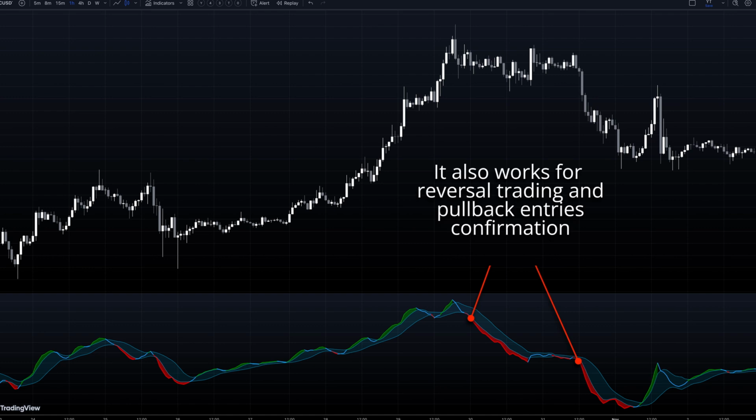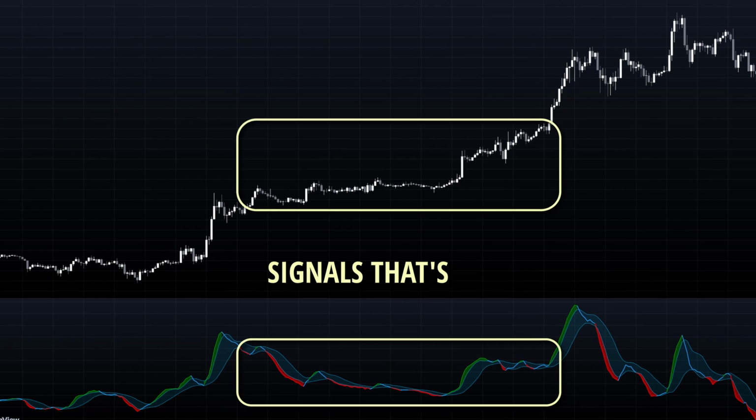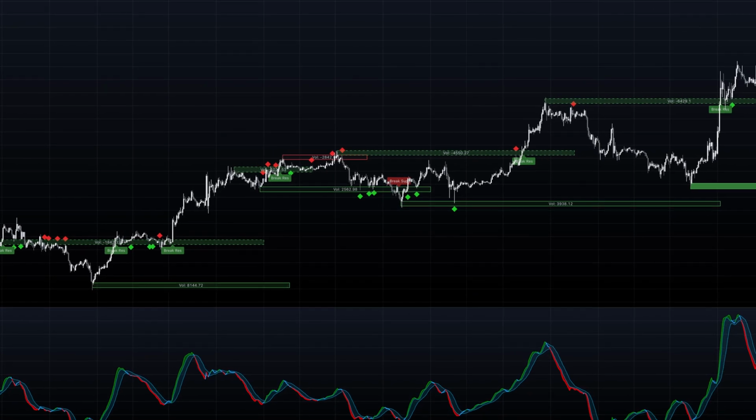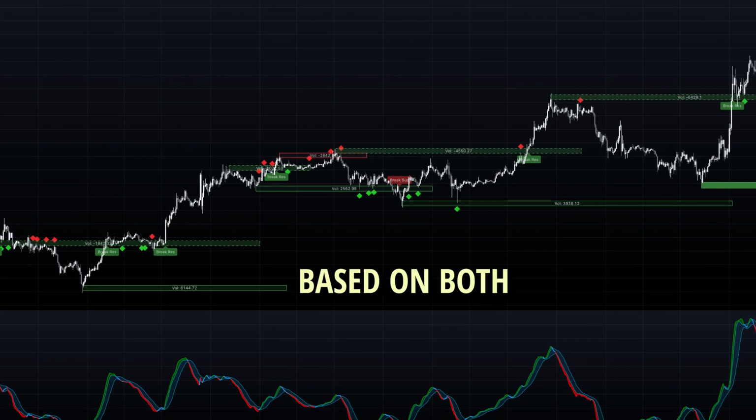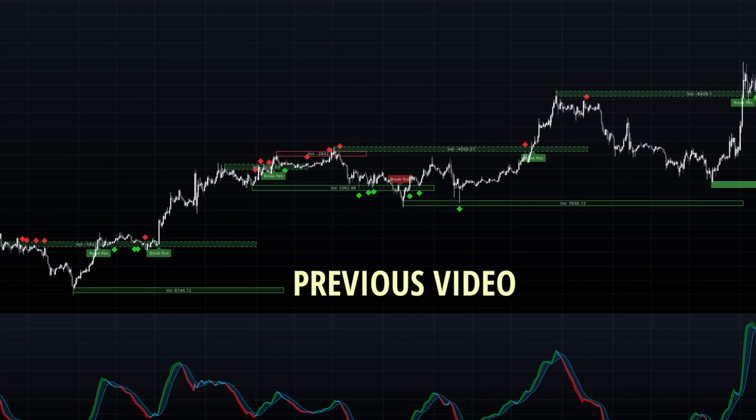instead of price volatility. Traders can use it for trend trading on band breakouts, counter-trend trading at extreme readings, or as a momentum filter. However, like any indicator, it can produce false signals. That's why we'll combine it with another indicator that identifies key support and resistance levels based on both price action and volume, which we covered in our previous video.